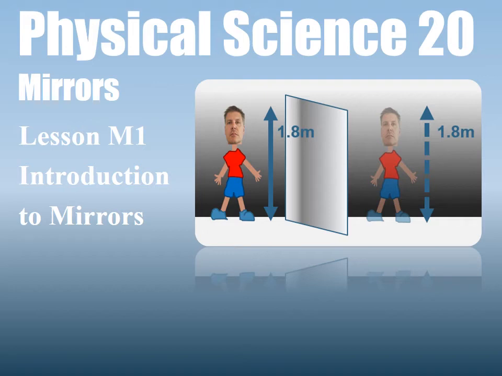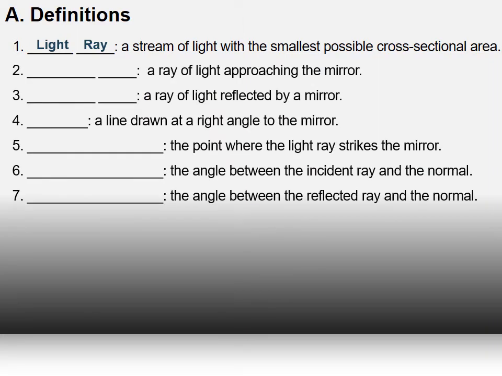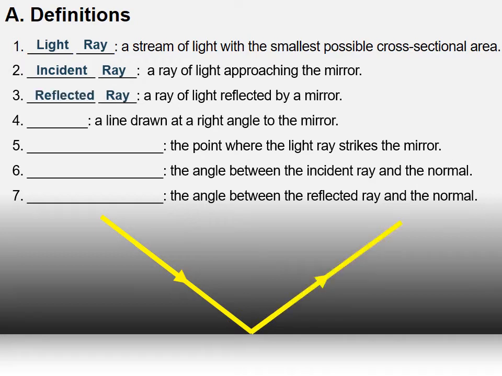Physical Science 20 Mirrors. This is the lesson for the M1 assignment, our introduction to mirrors and plane mirrors. A stream of light with the smallest possible cross-sectional area is called a light ray. A light ray approaching the mirror is called the incident ray. And a light ray reflected by the mirror is called the reflected ray.